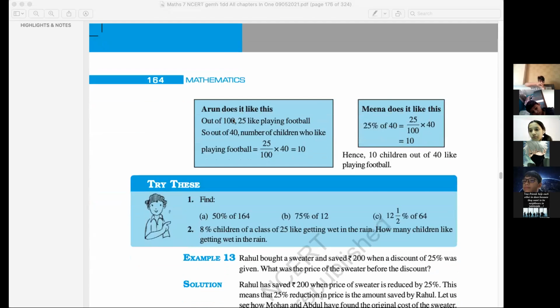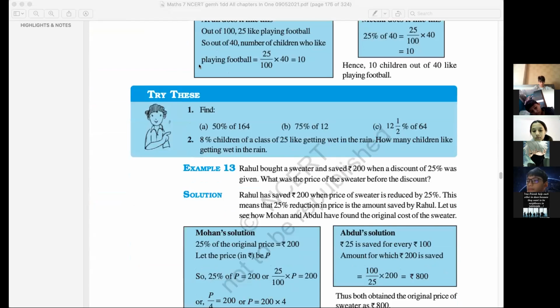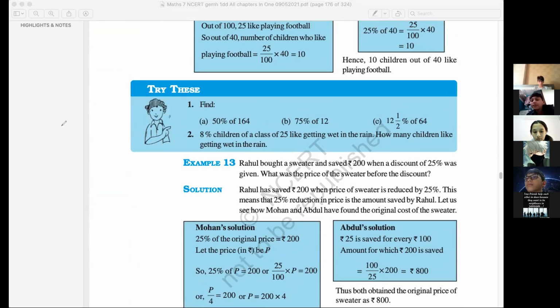Okay, 50% of 164. How will you find? Of always means multiply. Remove the percent, 50 upon 100 multiplied by 164. Ma'am, I found another way to solve the upper question and I got a different answer. Then that is a wrong way. Tell me what is your way.